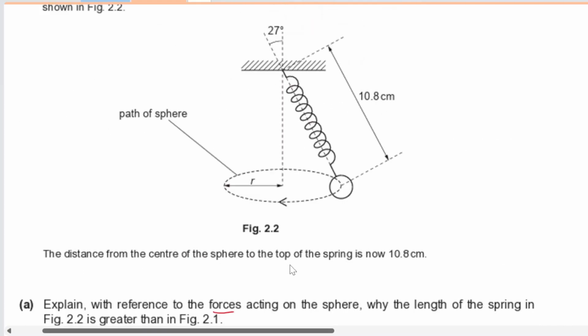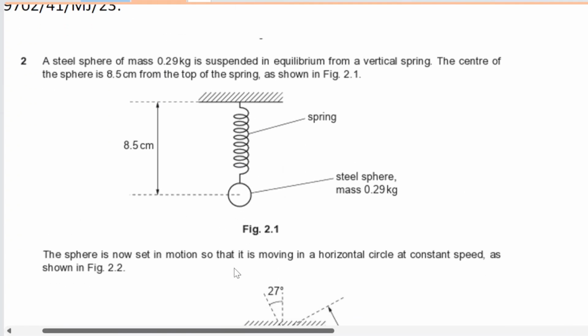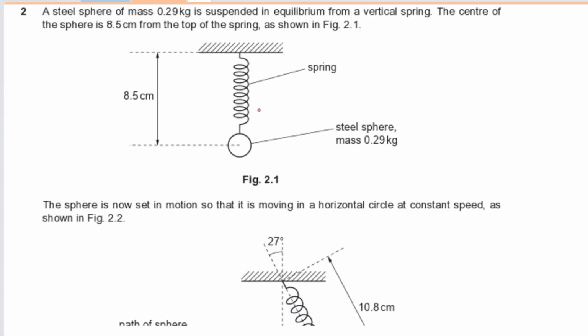So with reference to the forces acting on the sphere, which forces are there on the sphere? Why is the length greater? So the first force that is obvious over here is the weight of the sphere, right? So there will be a weight W over here. What other force is there? Another force will be the tension in the spring over here. Because this spring over here is kind of being stretched by the ball, there's a tension over here which goes up, right? And initially, because it's in equilibrium, this T equals W in the first diagram.